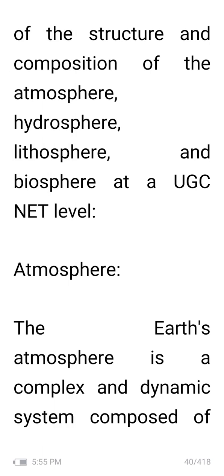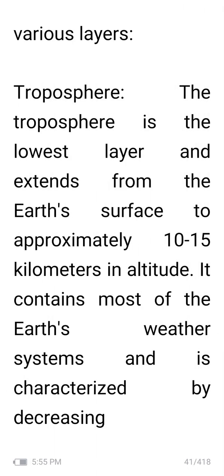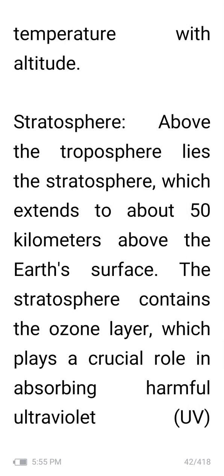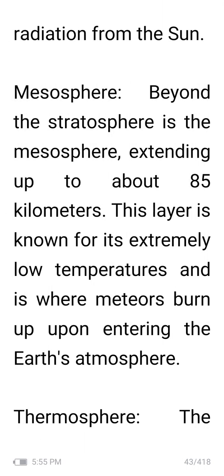Atmosphere. The Earth's atmosphere is a complex and dynamic system composed of various layers. Troposphere. The troposphere is the lowest layer and extends from the Earth's surface to approximately 10 to 15 kilometers in altitude. It contains most of Earth's weather systems and is characterized by decreasing temperature with altitude. Then stratosphere. Above the troposphere lies the stratosphere, which extends to about 50 kilometers above the Earth's surface. The stratosphere contains the ozone layer, which plays a crucial role in absorbing harmful ultraviolet UV radiation from the sun.